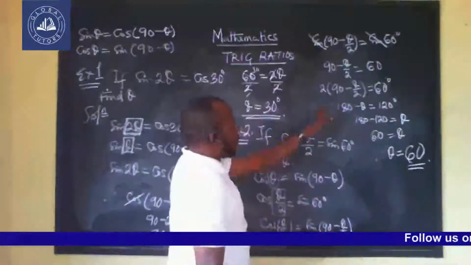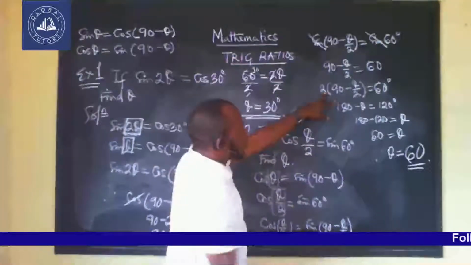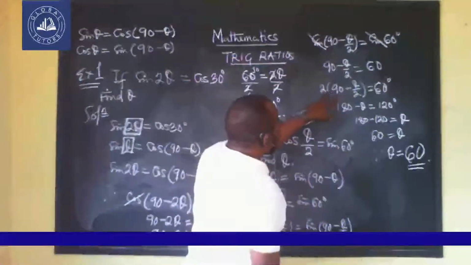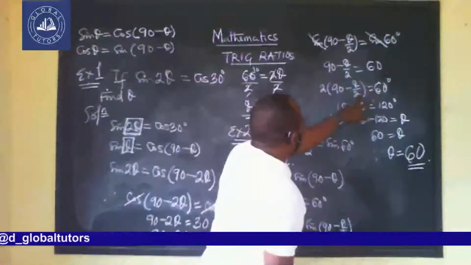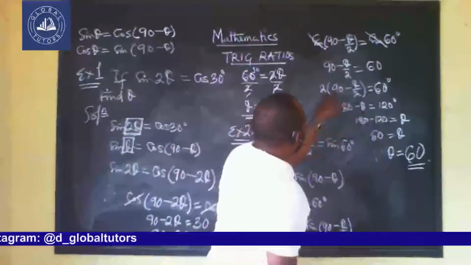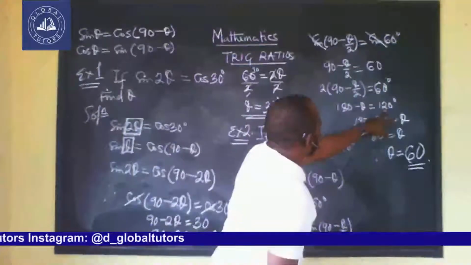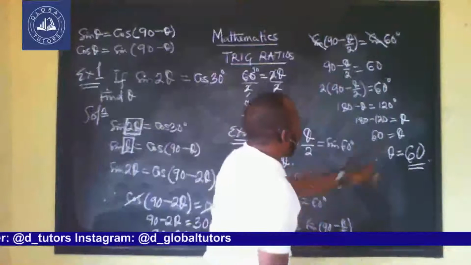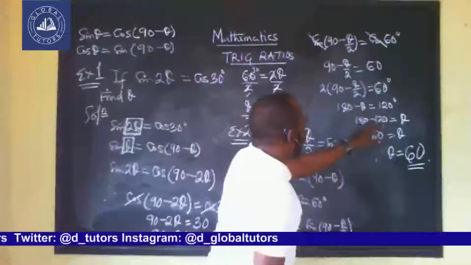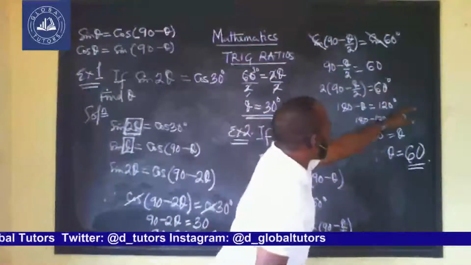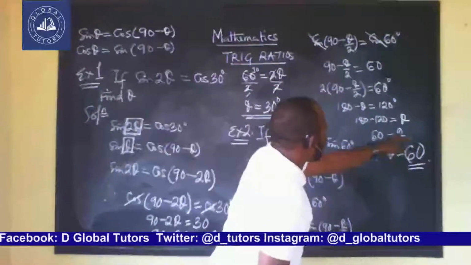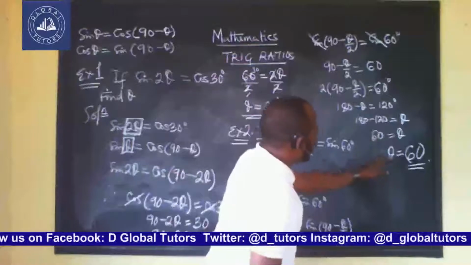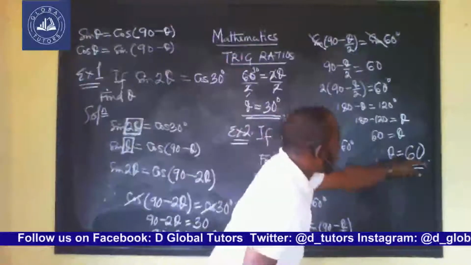So what do we do? Let's multiply by 2 all through. So 2 times 90, 180. 2 times theta over 2, that's theta. 2 times 60, that's 120. Then we collect the like terms. 120 moves here becomes minus. Theta moves here becomes plus, positive. So you have theta equals 60. Therefore, we can say theta is 60.